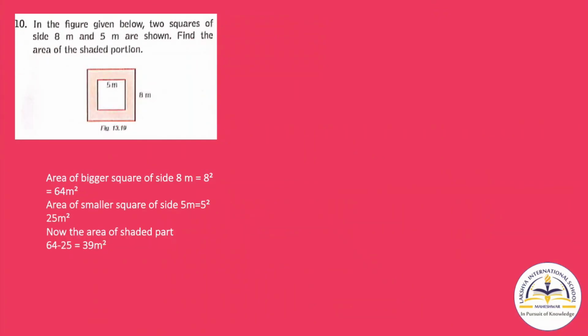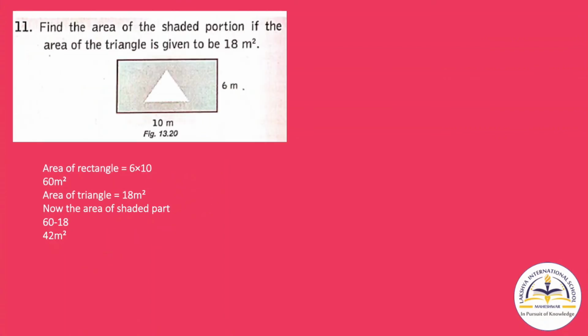Now question number 10, in the figure given below, two squares of side 8 meter and 5 meter are shown. Find the area of shaded portion. Now area of bigger square of side 8 meter equals 8 square, that is 64 meter square. Now the smaller one 5 multiply 5, that is 25 meter square. Now the area of shaded part, that is 64 minus 25, that will be equal to 39 meter square.